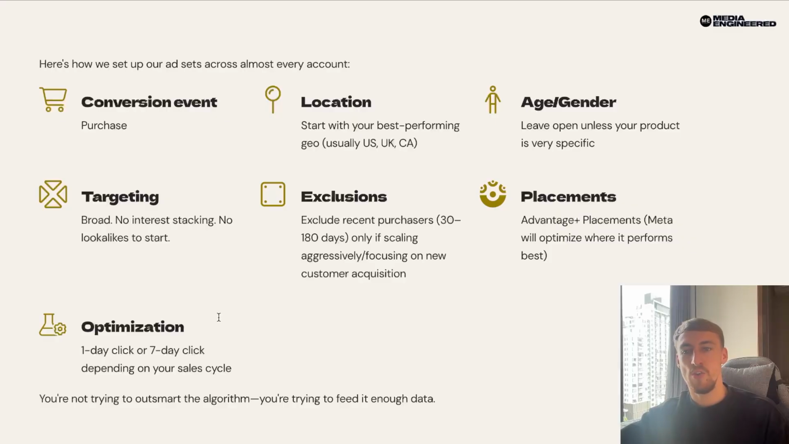And with this, you're not trying to outsmart the algorithm. At this point, that's impossible. You're just trying to feed it enough data so it can start optimizing by itself. So we've seen that the less you touch, the better Meta performs. We've actually improved campaigns just by removing interests and letting creative do the heavy lifting.